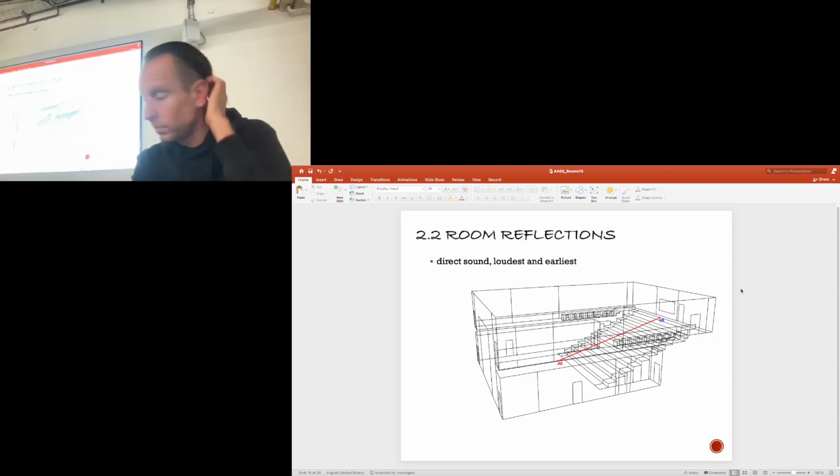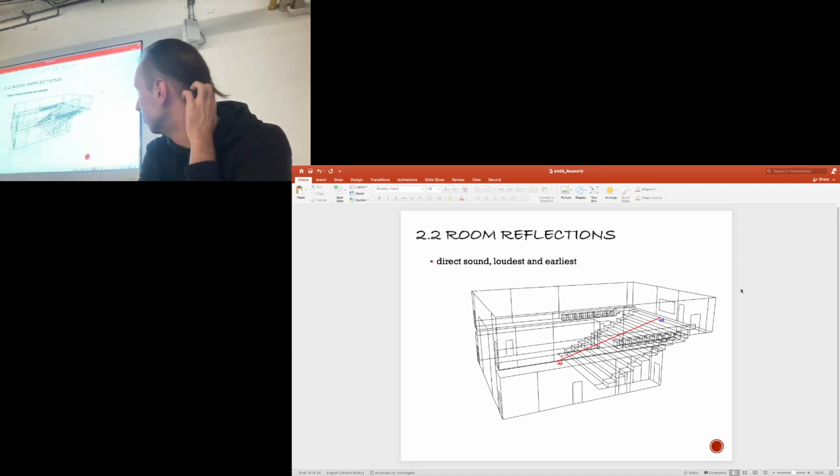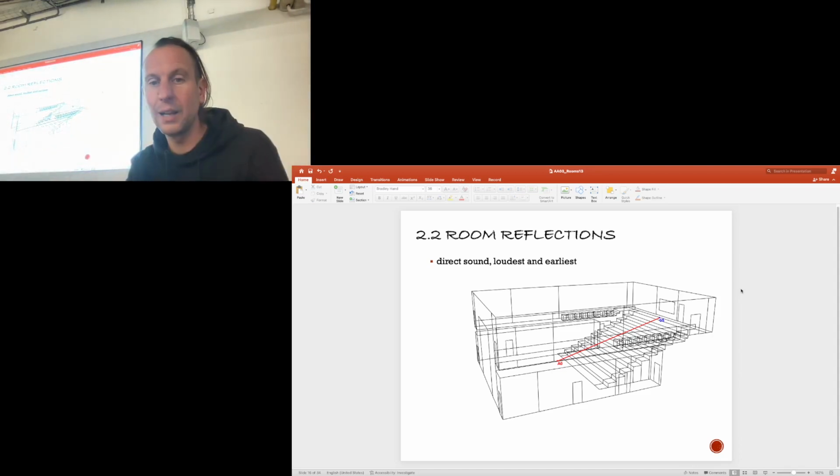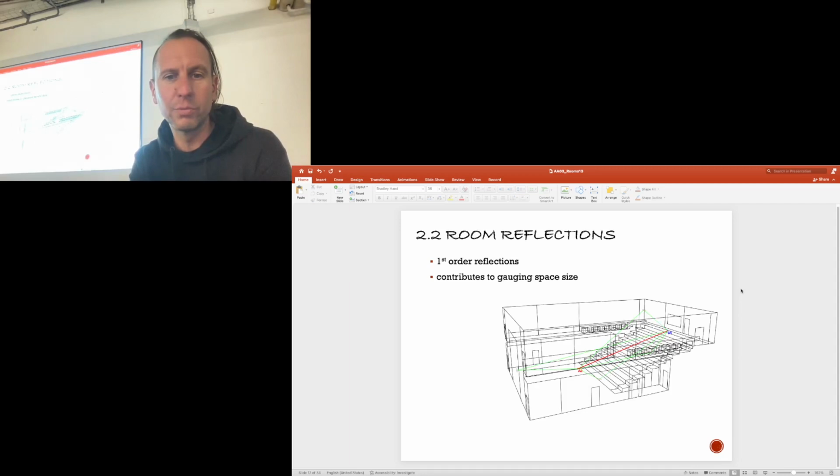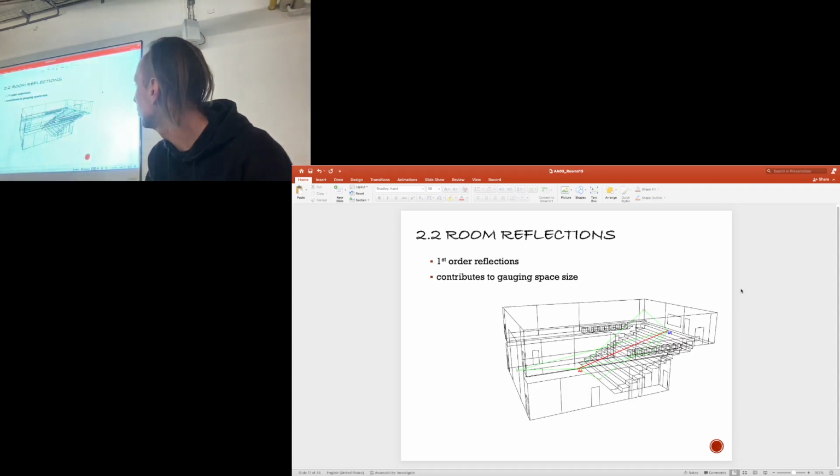Now, in terms of the reflections in a room, we can actually figure out the number of them. I probably won't spend the time with this now. But nevertheless, you can figure out, can you do this? Can you figure out the number of first order reflections in a rectangular room?